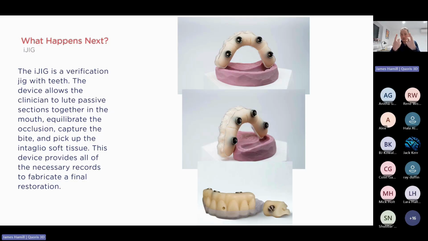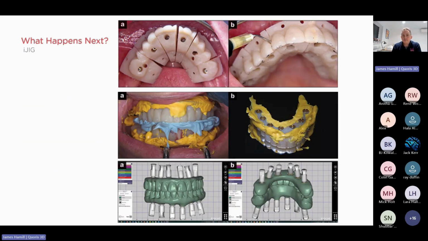You screw it down, tighten all your screws, remove the Essex or remove the little carrier, and then you lute it all together. And you can lute it together with composite or Stellar again, but you have to make sure that it's really well luted together. Okay, and then you're going to adjust the bite.